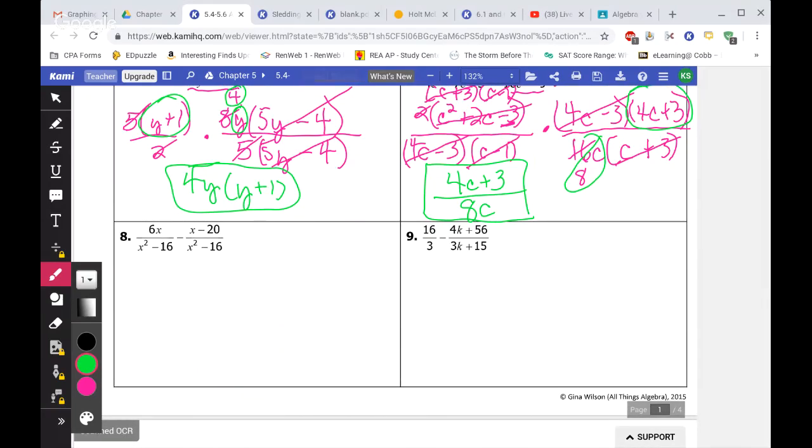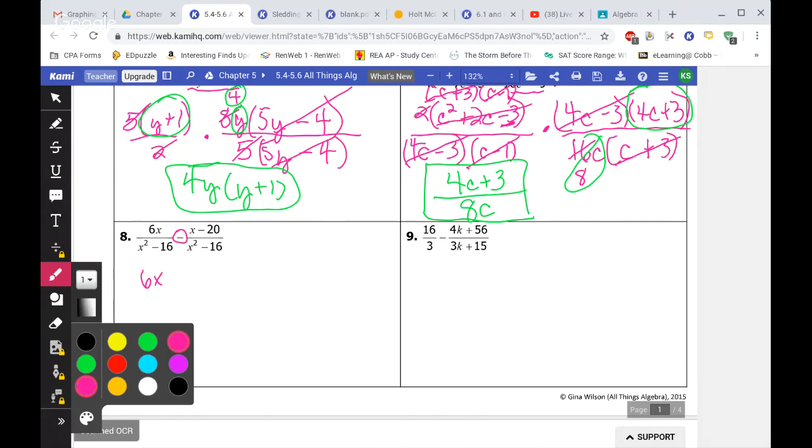Number 8. Looks like we're subtracting. So what we want to do is check to make sure that we have the same denominator or common denominator. And in fact, we do. So all we have to do is really subtract everything. But a word of caution, since it's subtraction, this technically is being distributed to the x minus 20. So that means that's going to be minus x and then plus 20 all over x squared minus 16.